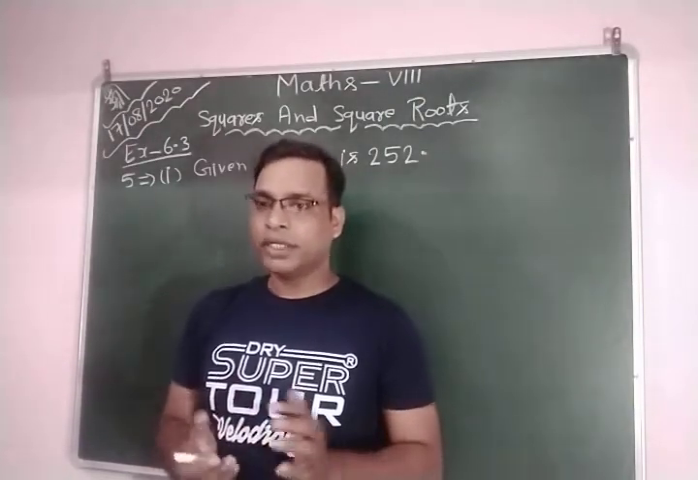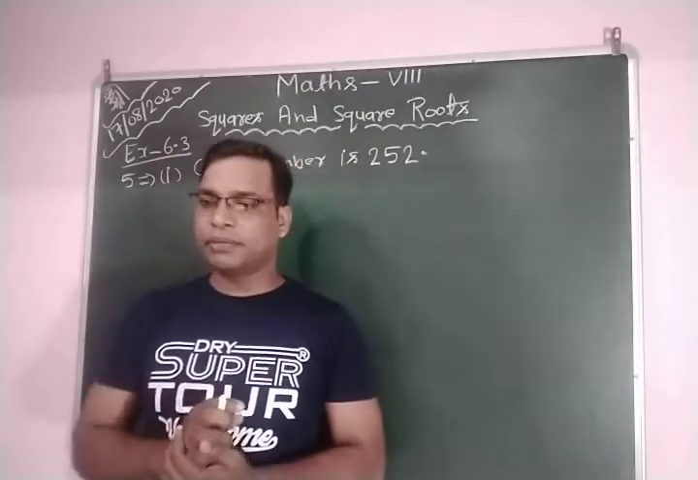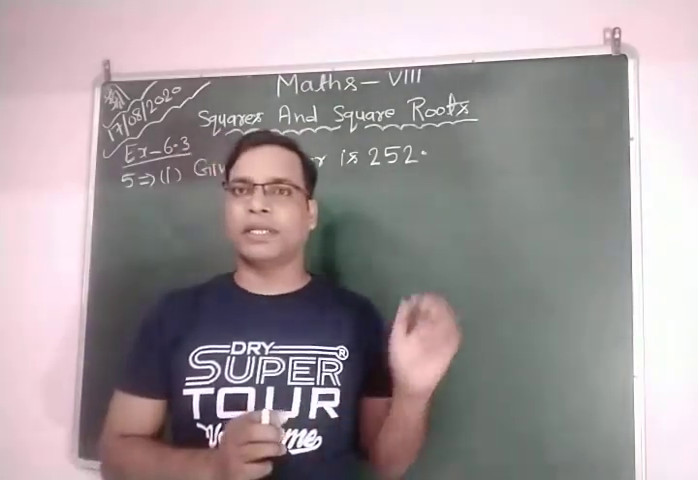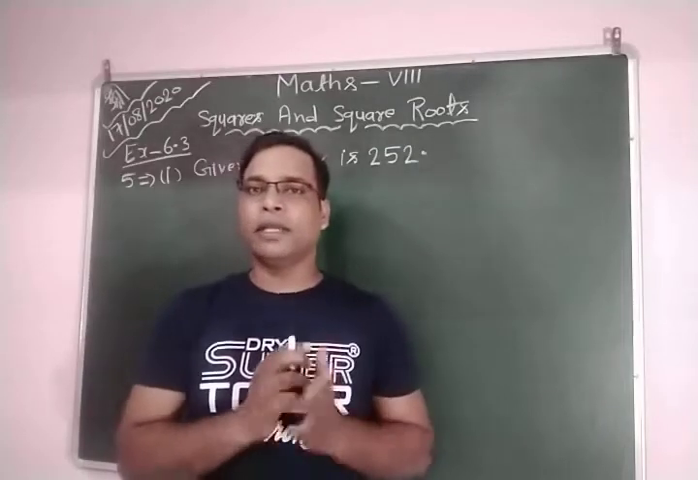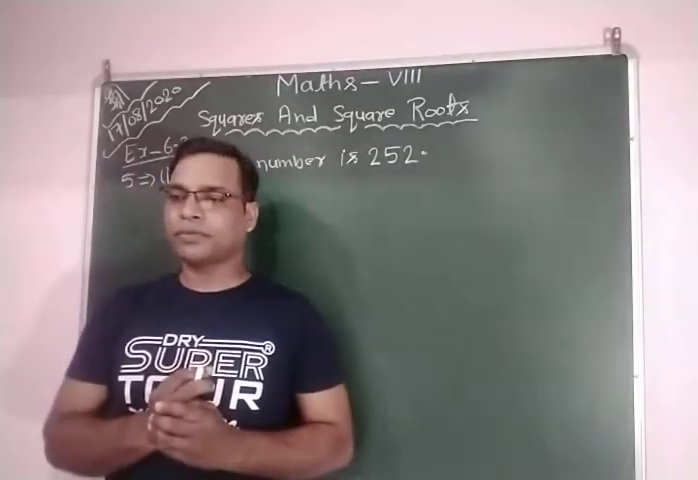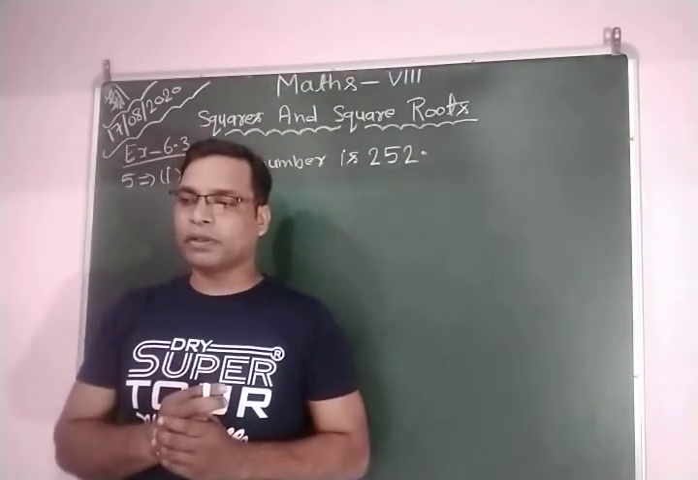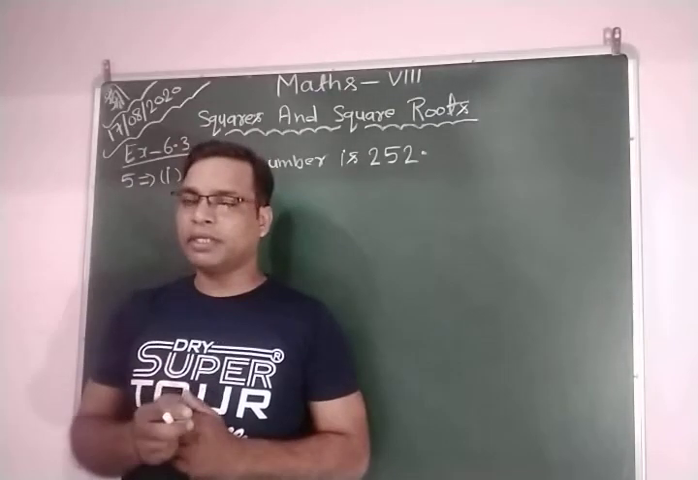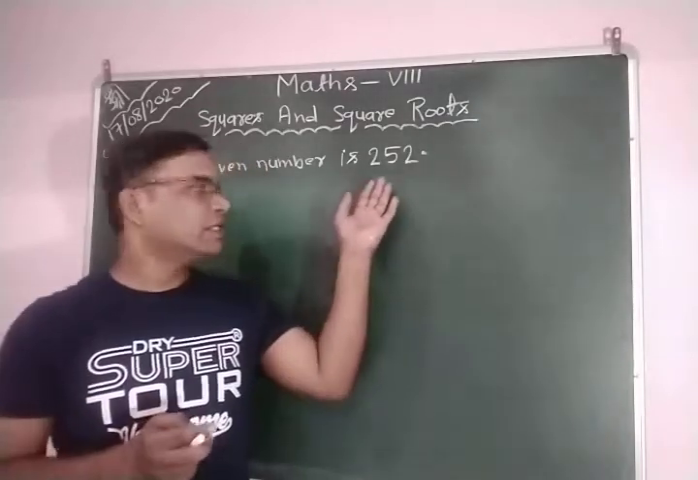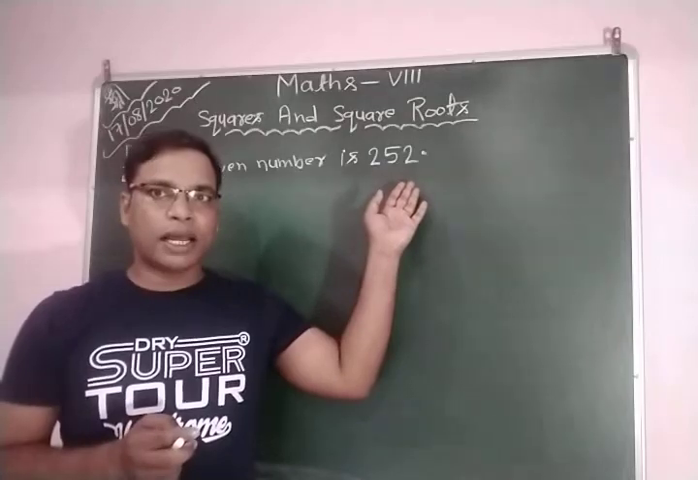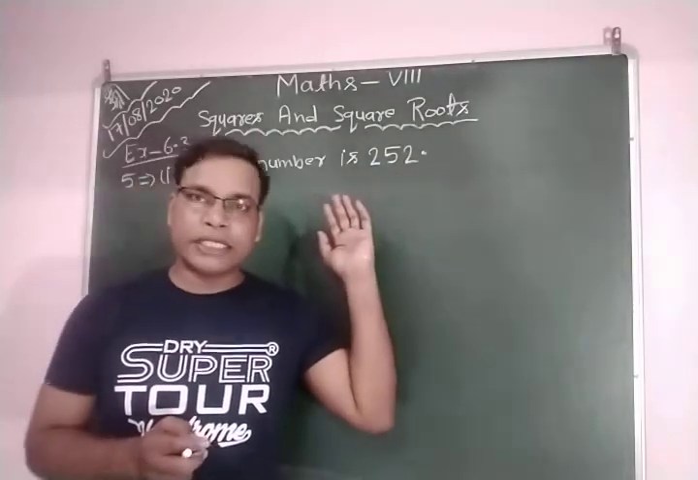Okay, so here some numbers are given. First number is 252. Okay, so we find the smallest number. This number is not a perfect square. You can see here the end point, it means that the unit digit is 2.